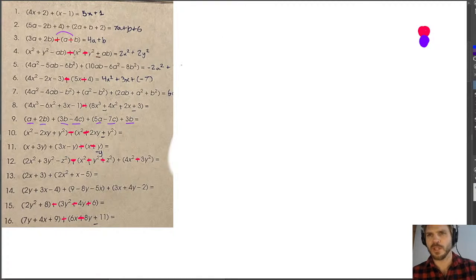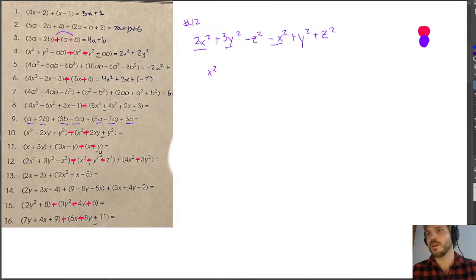Okay, so that was 11, so we're on to 12 now. 12, boom. We've got 2x squared plus 3y squared minus z squared. And then we're going to distribute our negative here. So we've got negative x squared. Now, this is negative, and this is negative. Negative, negative becomes positive y squared. And the same thing with z. So we're going to get negative, negative z squared, which is positive z squared. So this is cool. 2x squared minus x squared is x squared. 3y squared plus y squared becomes plus 4y squared.